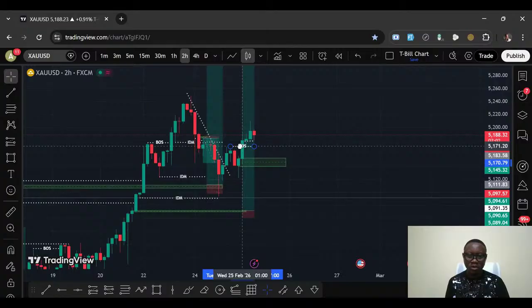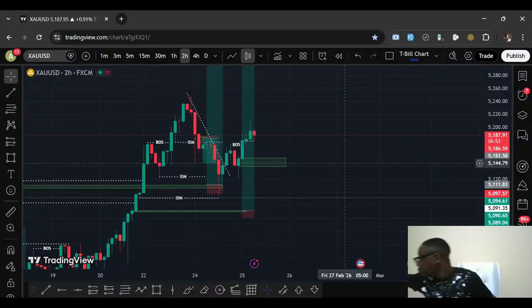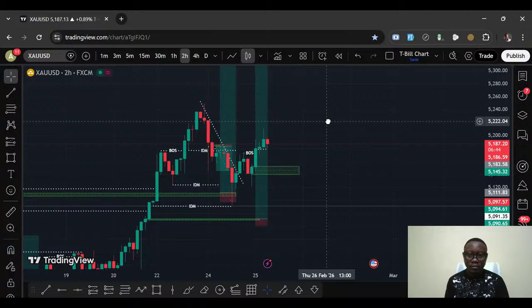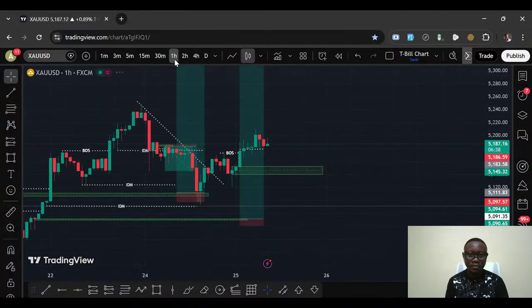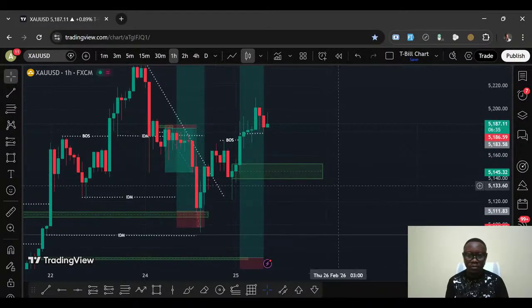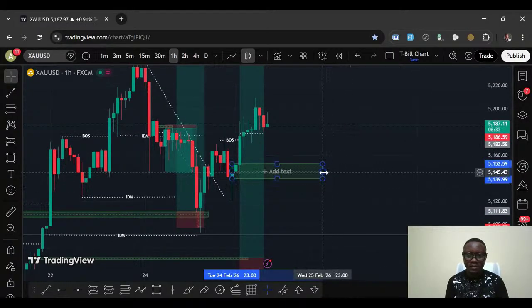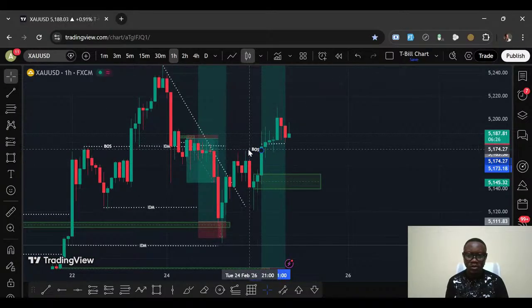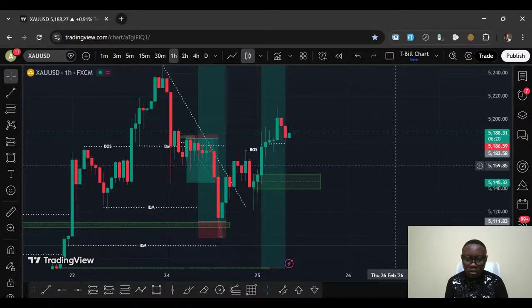Now I have my break of structure right here. I have my break of structure right here. So I can further refine this zone to the 1H time frame. On the 1H time frame, I have this. This is my break of structure.